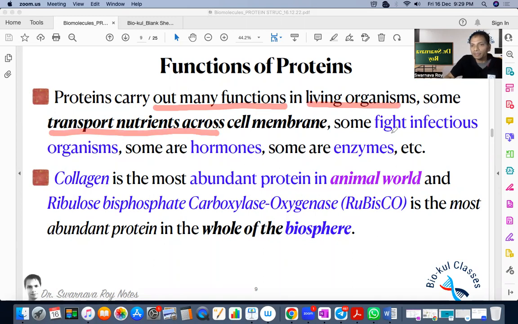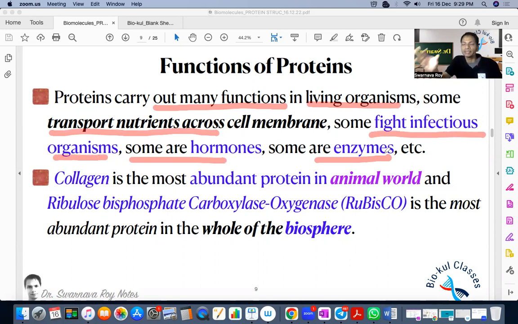Some proteins fight infectious organisms, and some proteins are hormones. Some proteins act as enzymes. In fact, all enzymes are proteins, but not all proteins are enzymes. This is a very famous sentence: all enzymes are made up of proteins, but not all proteins are enzymes. We know what enzymes are. Enzymes are biocatalysts. They enhance the speed of a reaction. They help a reaction to be carried out at a lower temperature, so they basically lower the activation energy.